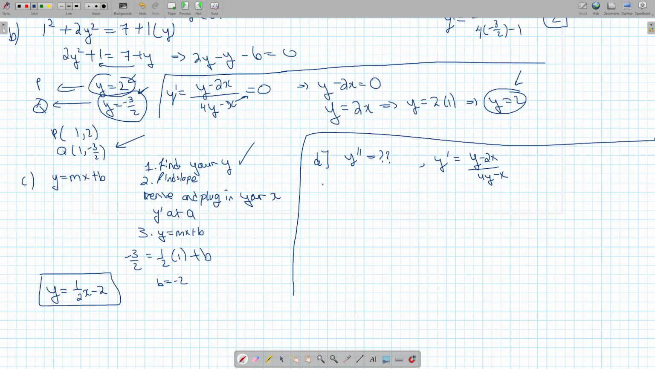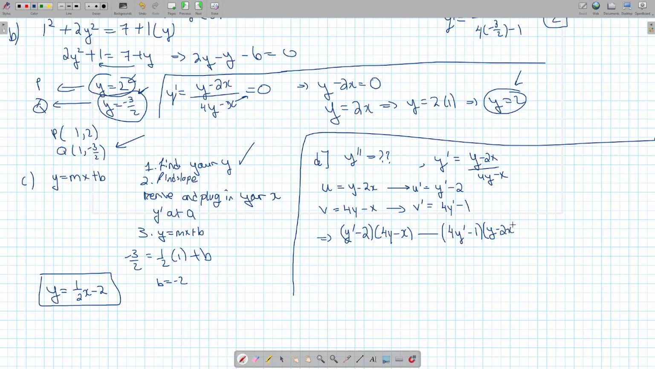How do I check y double prime? Quotient rule. u is y minus 2x, v is 4y minus x. If u is this, u prime is y prime minus 2. If v is this, v prime is 4y prime minus 1. So let's do the derivative. Isn't it u prime v minus v prime u over v squared? Yes, it is. So u prime (y prime minus 2) times v (4y minus x), minus v prime u, which is (4y prime minus 1)(y minus 2x), over v squared, which is (4y minus x) squared. Now, there's a lot of things going on right now, but we have our values.